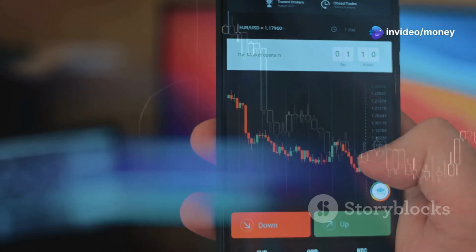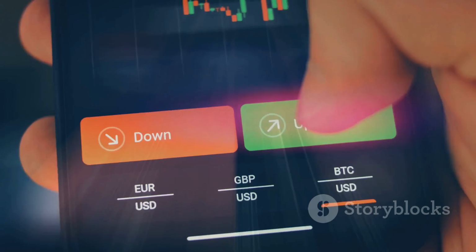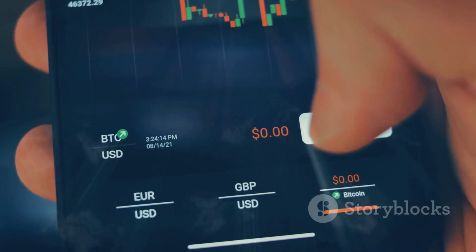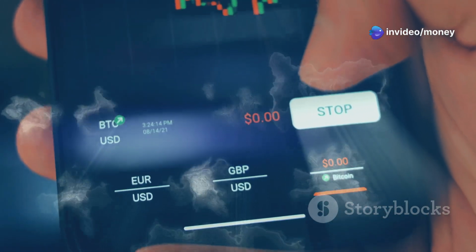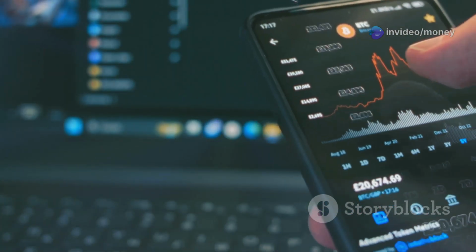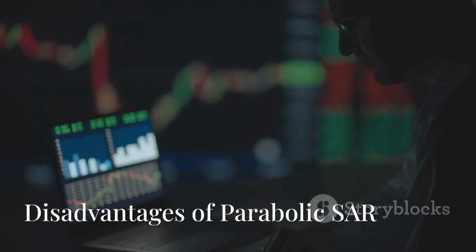Secondly, its trailing stop-loss feature helps manage risk effectively. By automatically adjusting the stop-loss level as the price moves in your favor, Parabolic SAR helps protect profits and limit potential losses. This dynamic risk management aspect is particularly beneficial in volatile markets where prices can fluctuate rapidly.